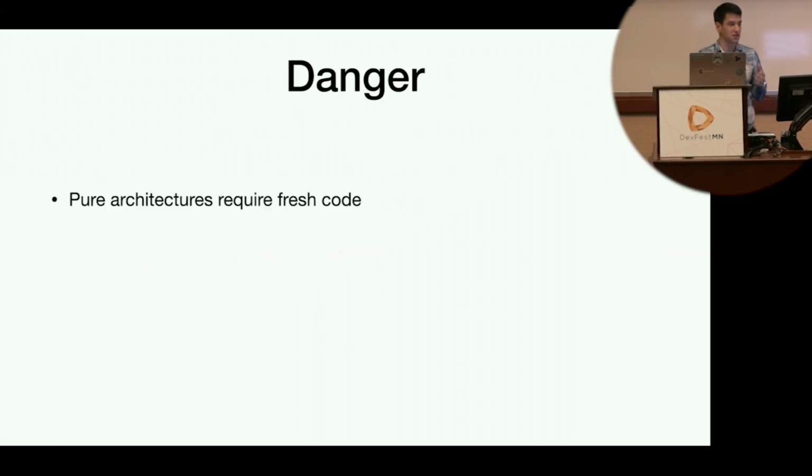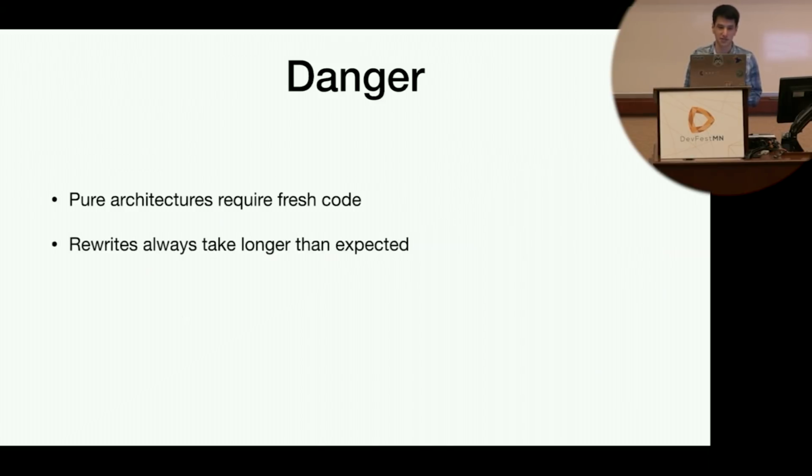And if you're starting a new application, great. You've got fresh code. There's no problem there. But if you've been working on an application for 5, 6, 7 years, chances are you've got tons and tons of existing code. And in order to switch to this new architecture, you're going to have to basically rewrite everything. Which leads me to my next problem, which is that rewrites always take much, much, much longer than you think they're going to take. If you've ever heard of Hofstadter's law, it's this law that says everything takes longer than you think it's going to take, even if you take into account this law.